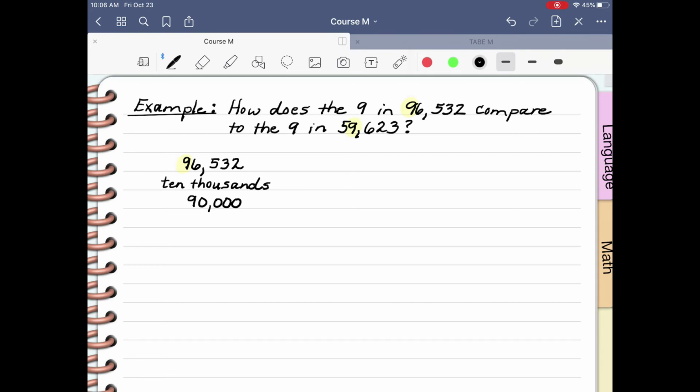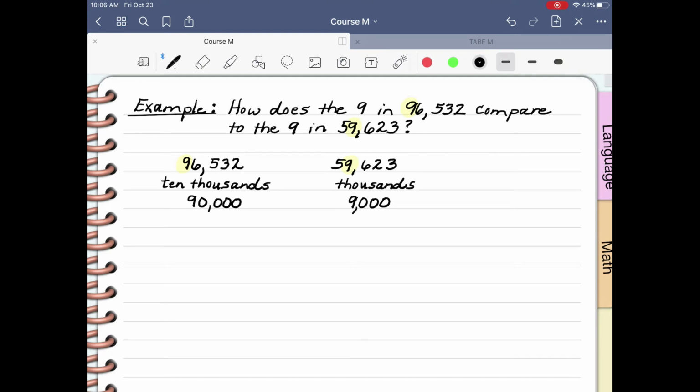And then in this number we have a 9 in the 1,000s place. So our 9 is sitting one place to the right of that first 9. So this is 9 in the thousands place. And that would be 9,000. So I have just written the value of each of those 9s.